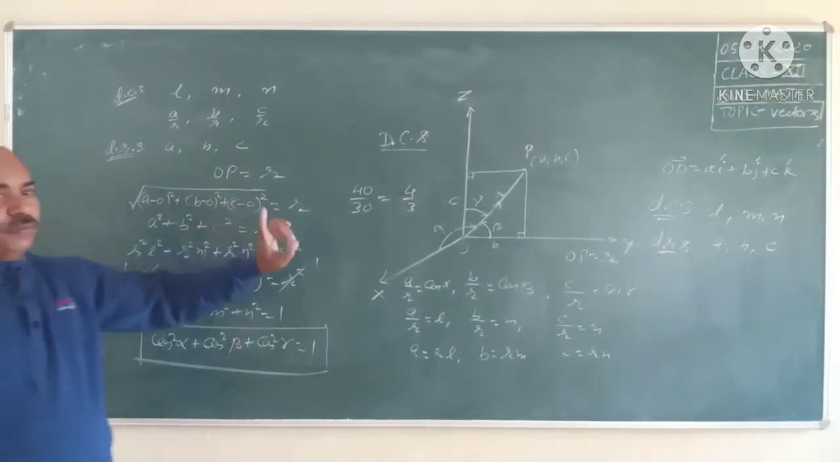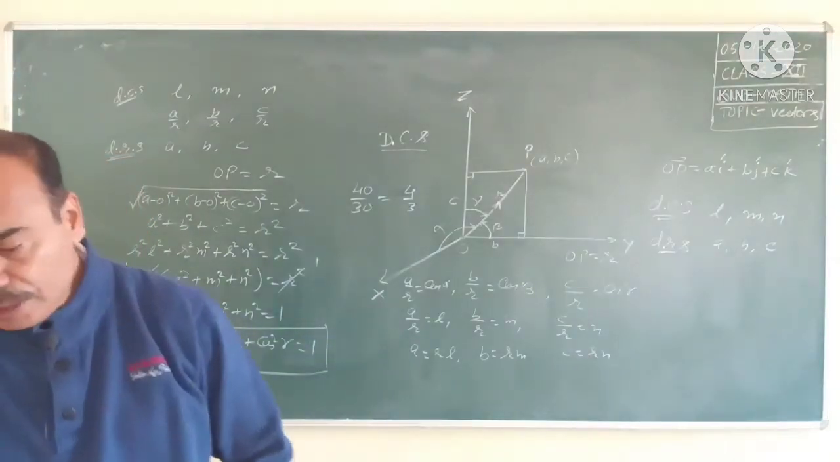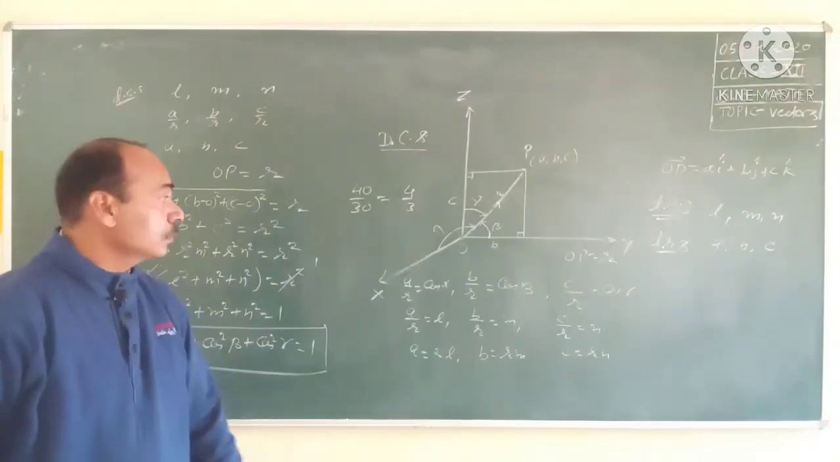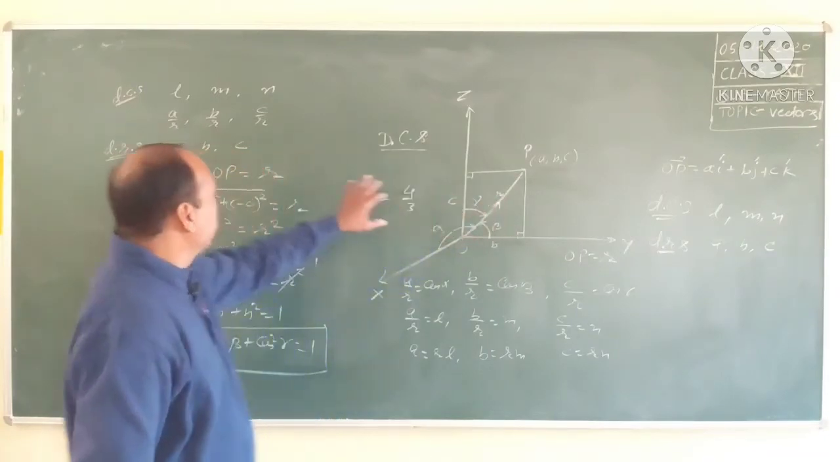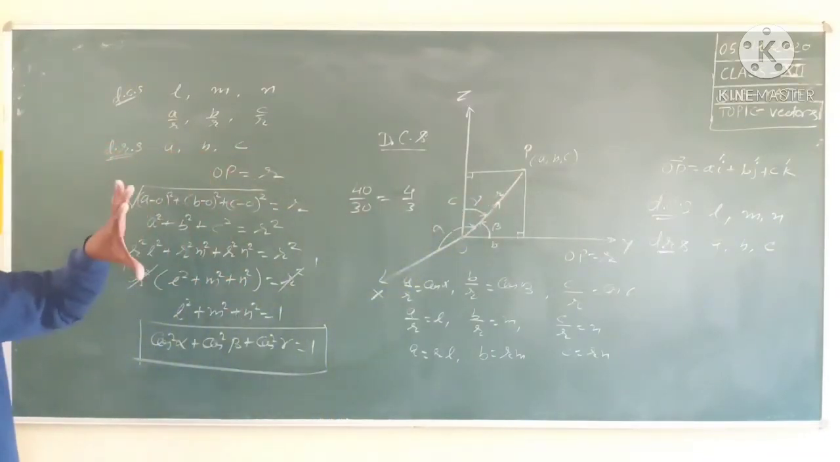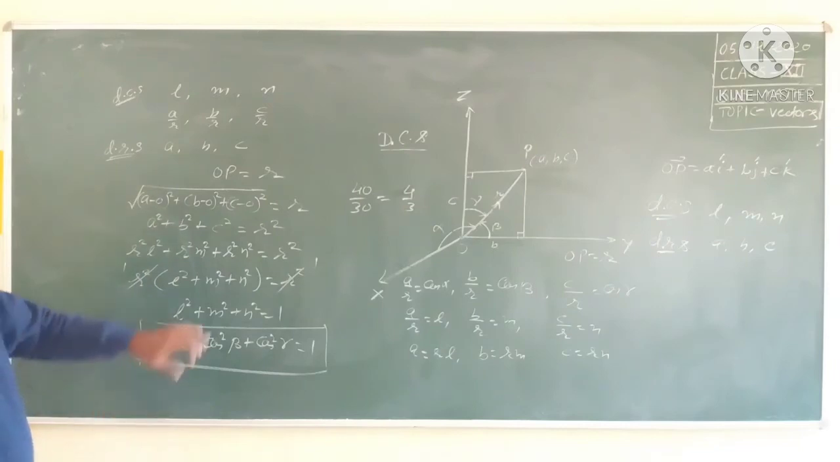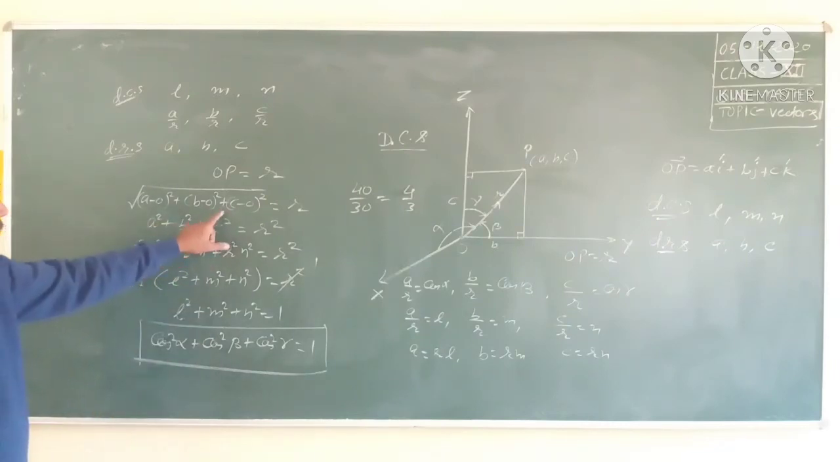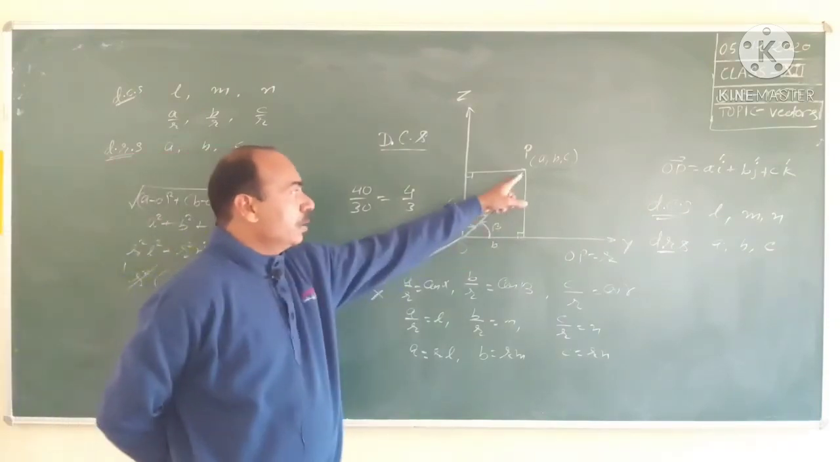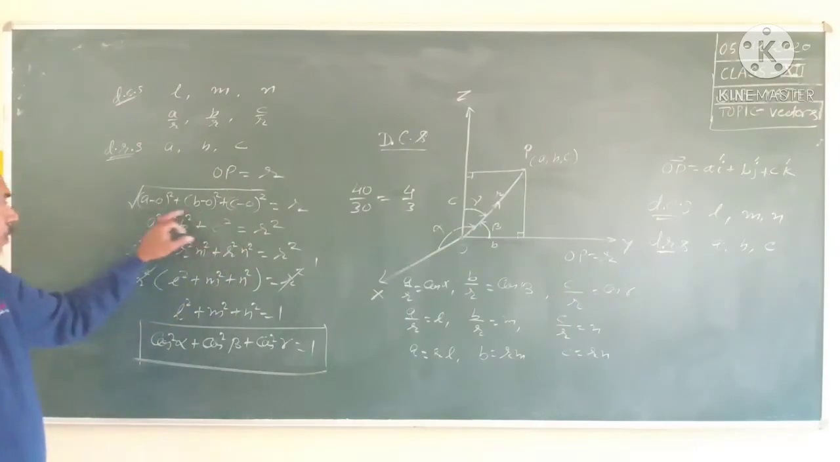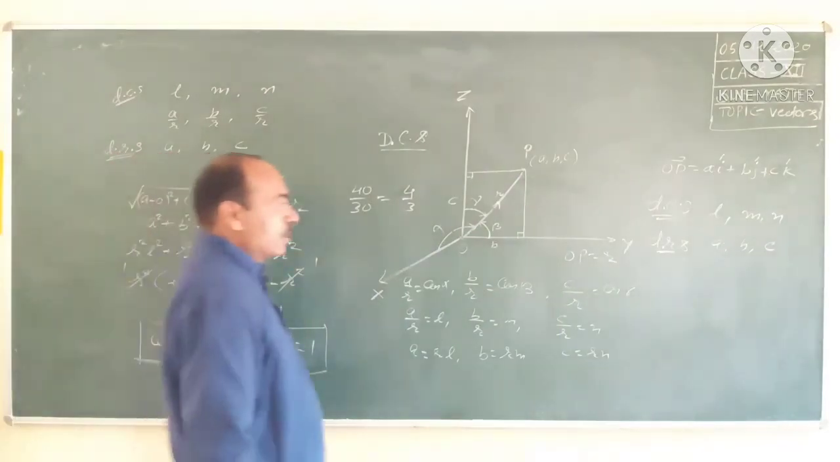The sum of the direction ratios is not 1. Here vector OP, that is R, and OP means the distance from O to P. So it is under root A square plus B square plus C square. This is the distance from O to P. This is R square, so take the square root once again. So under root A square plus B square plus C square is the distance.